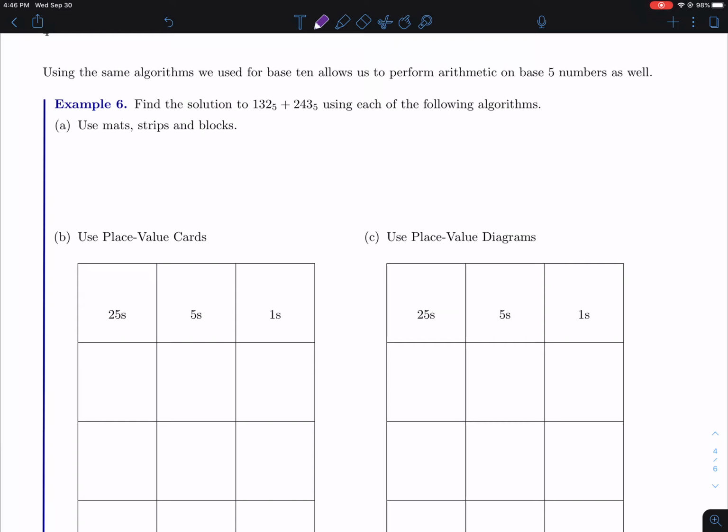So who knew you could do arithmetic in base 5? But yes, you can. So go do those other practice problems, and when you're done, come on back and we'll look at arithmetic in base 5.